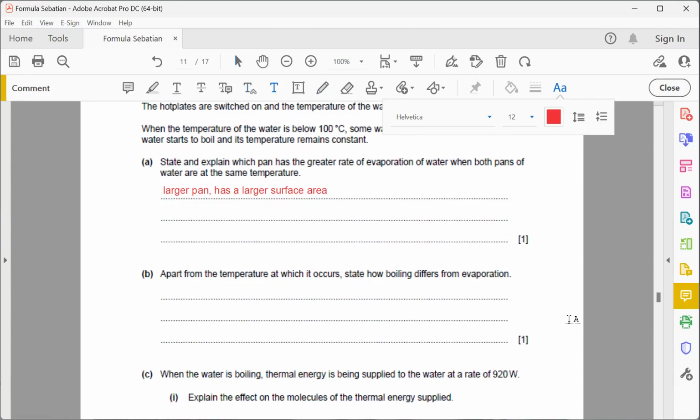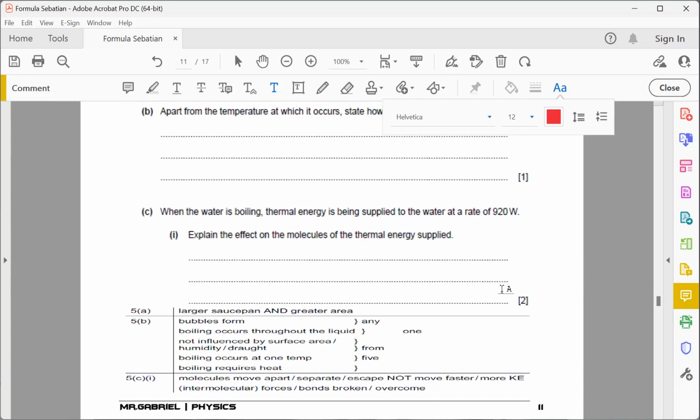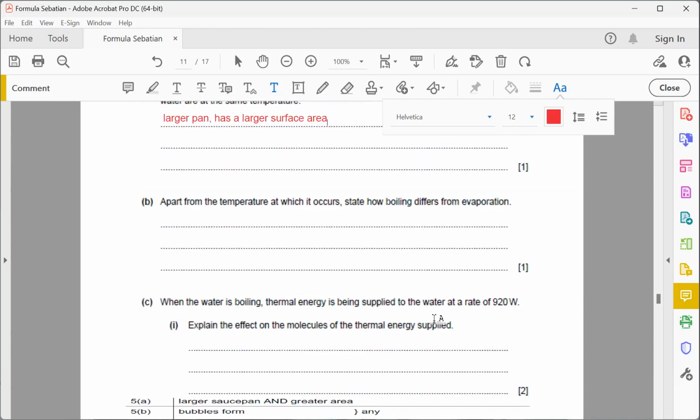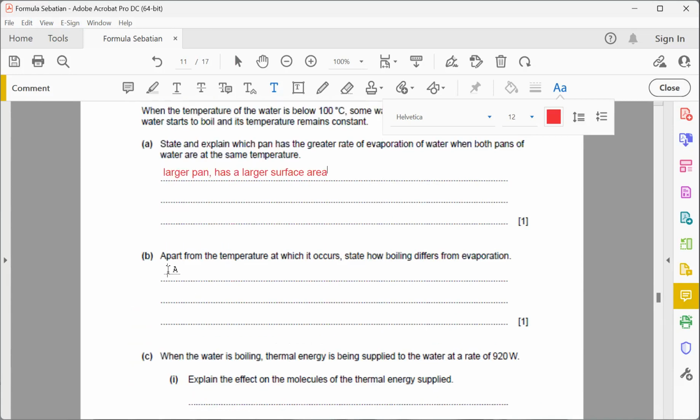Apart from the temperature at which it occurs, state how boiling differs from evaporation. I've had quite a few very creative answers on boiling and evaporation, but eventually you need to know the difference. Boiling occurs only at one temperature. Evaporation occurs at any temperature. Boiling creates bubbles. Evaporation doesn't create bubbles. Boiling occurs throughout the liquid. Evaporation only on the surface. Anything you want to write is acceptable. I think everyone should have gotten this also, but I'll just write evaporation occurs on the surface.